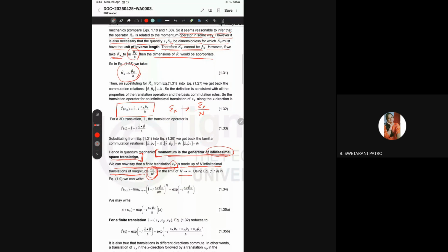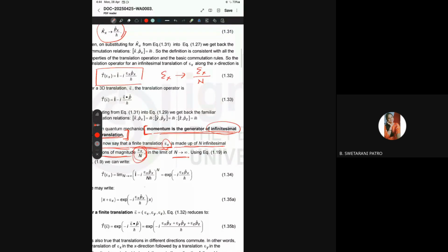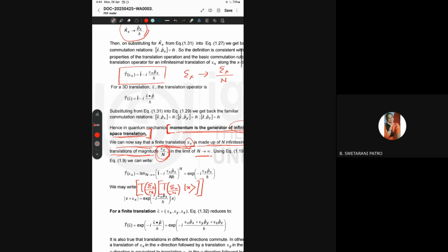Let me write it down, then maybe you will understand. Let's say I have n number of steps. So what will I do? I will first operate T epsilon x by n on state x. Then on top of it, I will again operate T epsilon x by n. Then again I will operate T. This is how I will do it. And what will it produce? It will produce this matrix over here. So that is why it is to the power n.